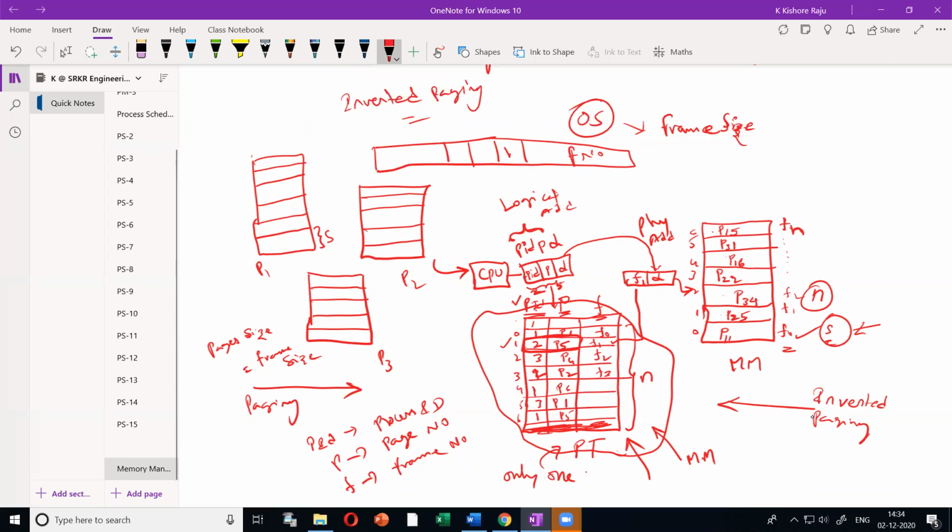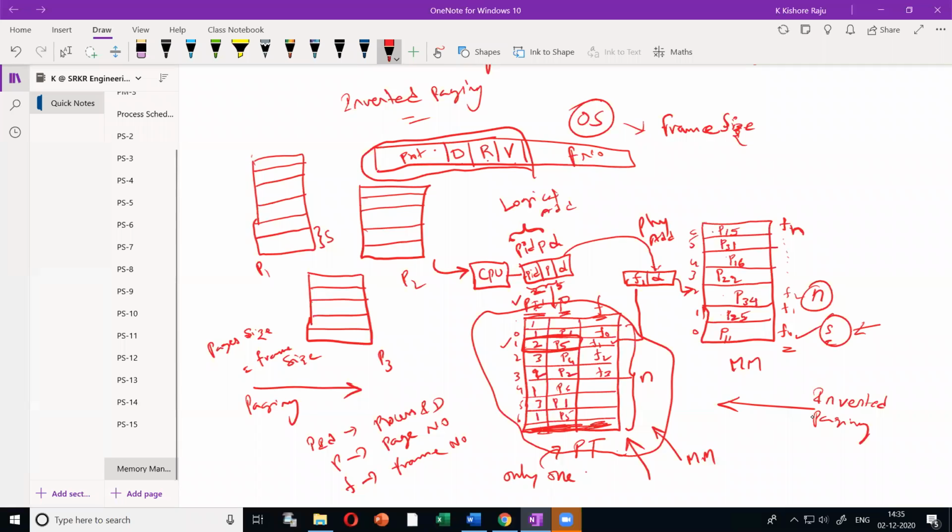Please, anybody? Valid bit, reference bit, dirty bit, and then protection. Even these are common. So the protection bit, dirty bit, reference bit, valid bit, all these are common.